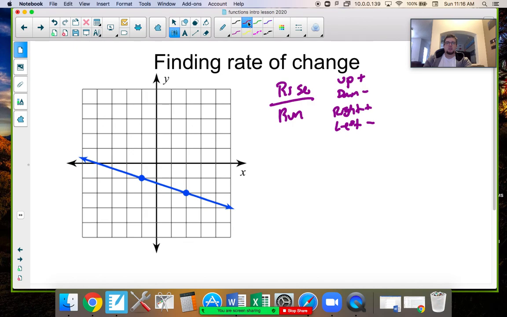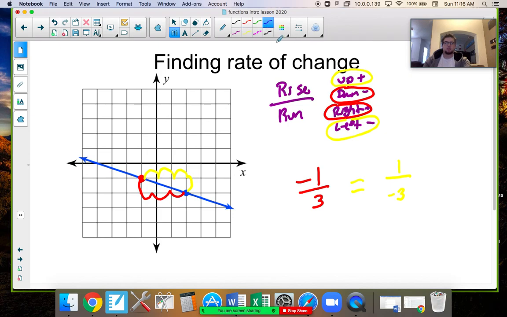Pick any dot that you want. I always start with the leftmost dot. And from here, I have to go down 1, right 3. Since it's down 1, right 3, I have -1 over 3. If you had picked the other way, up 1, left 3, do that in yellow, you'd have 1 over -3, but these two things are exactly the same. They are typically written with the negative out in the middle, not assigned to either number.